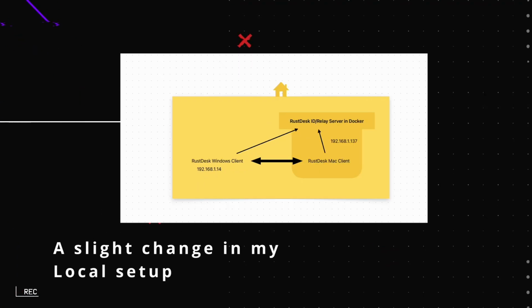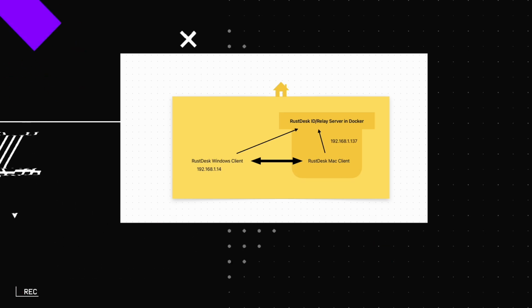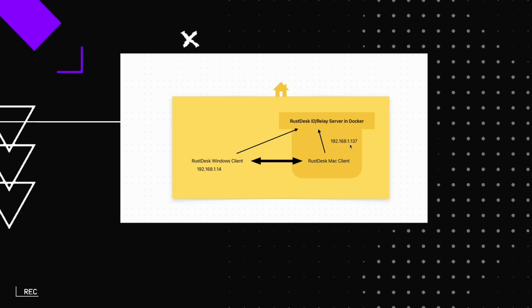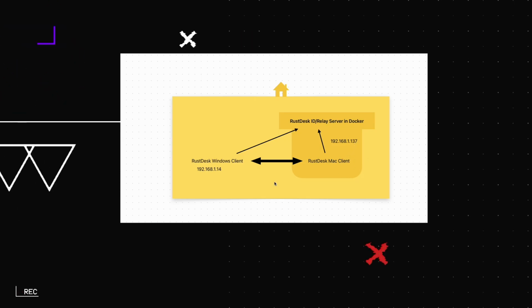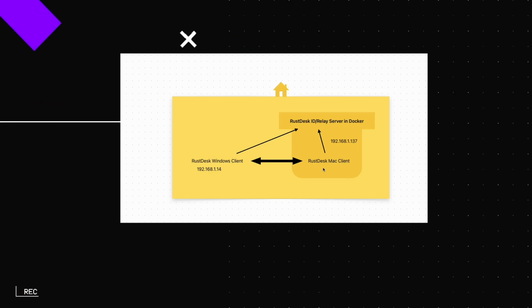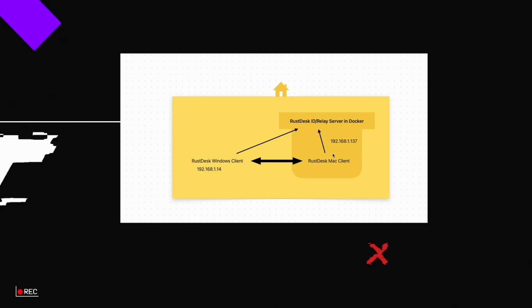Before jumping on and configuring it in the client machines, I would like to make a slight change. In this case, the Mac is running on 137 and the Windows is running on 14. The Docker is also running on 137. If these clients need to point, they would need to point to 137. Say Mac needs to point to 137 and Windows needs to point to 137. I would like to make a slight change in this scenario.